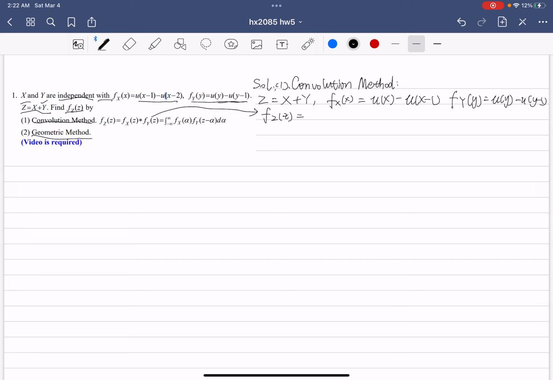The probability density function of z equals fx star fy, which is the integral from negative infinity to infinity of fx(alpha) fy(z minus alpha) d alpha, as shown here. We continue to do that.